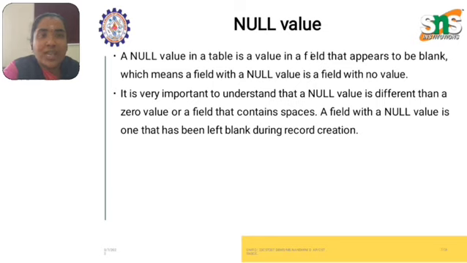The second concept is the null value. A null value in a table is a value in a field that appears to be blank, which means a field with a null value is a field with no value. It is very important to understand that a null value is different from a zero value or a field that contains spaces. A field with a null value is one that has been left blank during record creation.